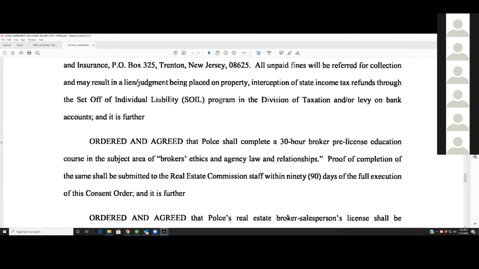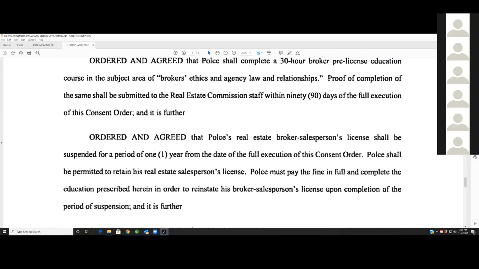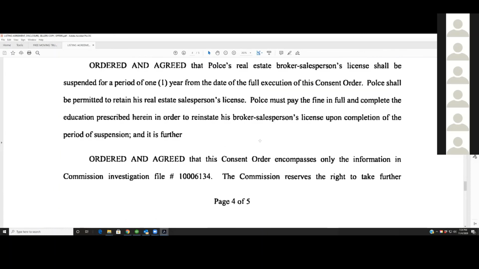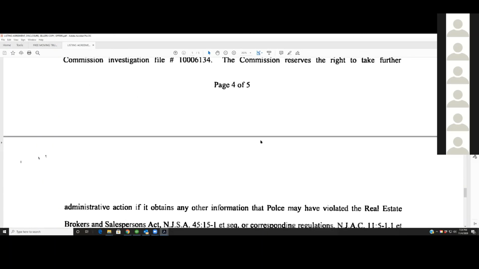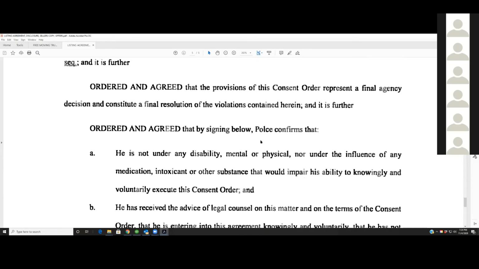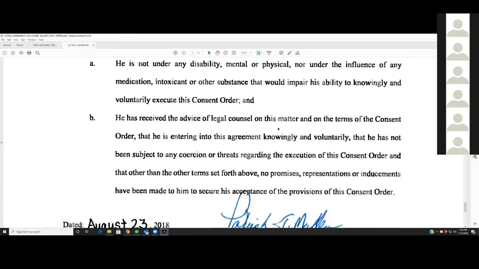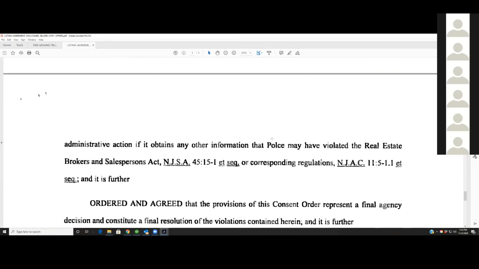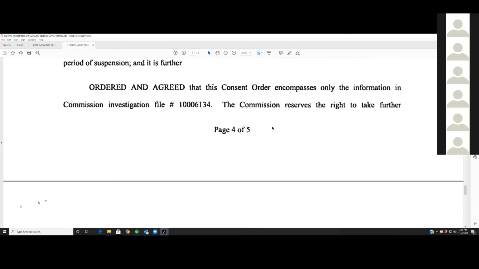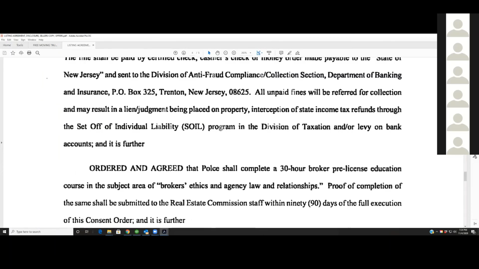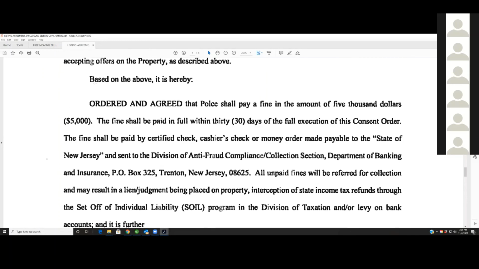So he had to take 30-hour broker pre-licensing education, and probably got fined somewhere in here too. Let's see. I guess because the transaction did not take place. Huh. It's in there. It was like $5,500. You scrolled right through it. Yeah, right here. There it is. $5,000 fine.